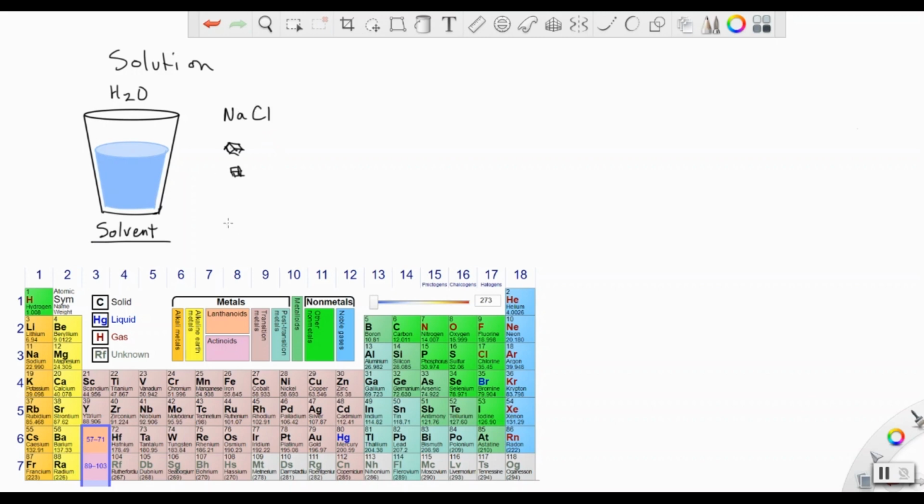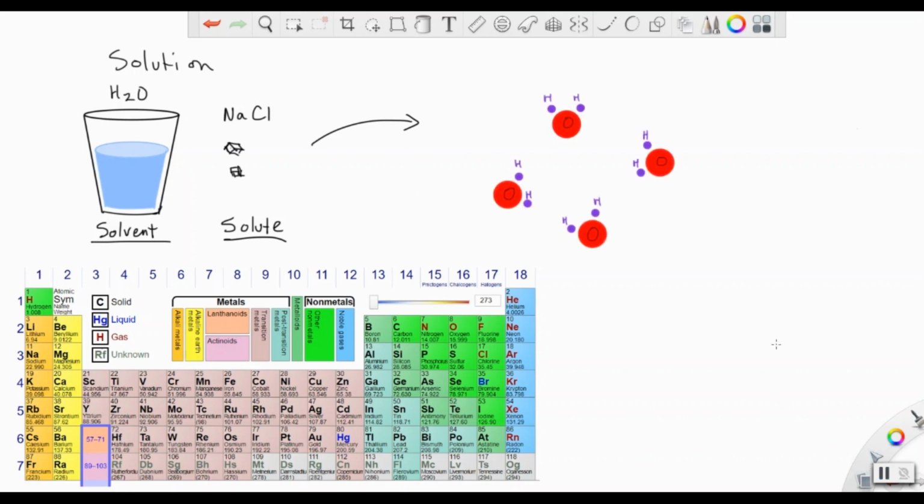The salt crystals are my solute. And then when I put them together, there will be a solution, a saltwater solution. Okay, let's take a close look at what happens on the atomic level here. So we've got little water molecules everywhere.